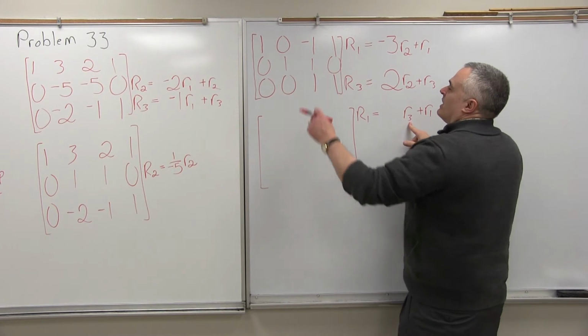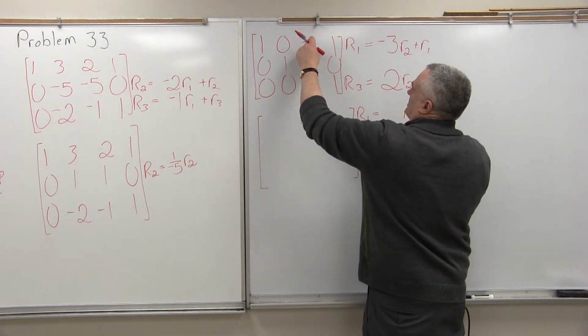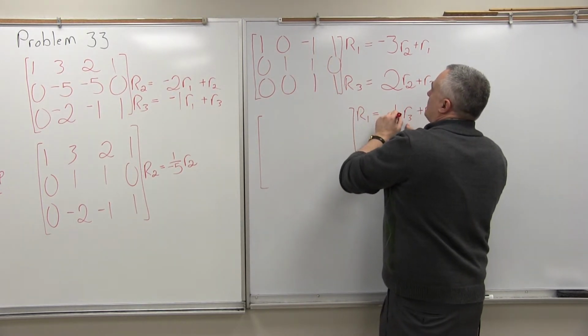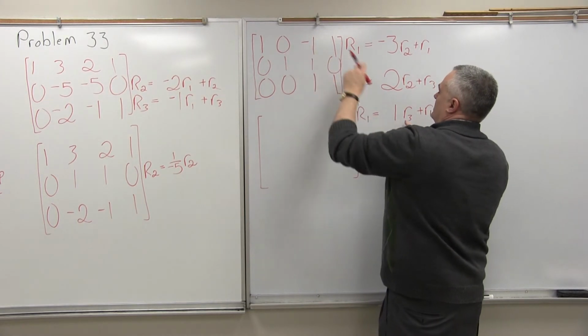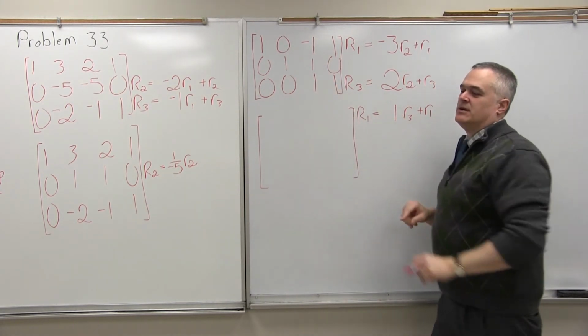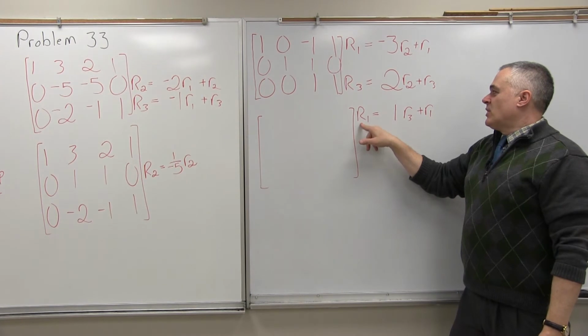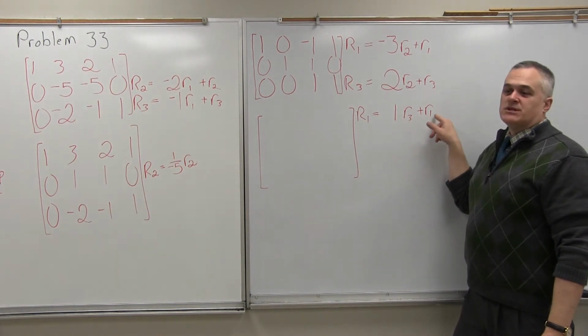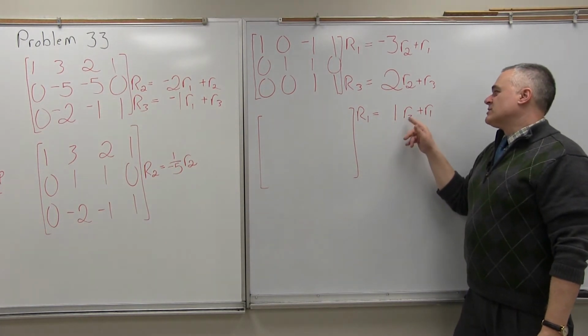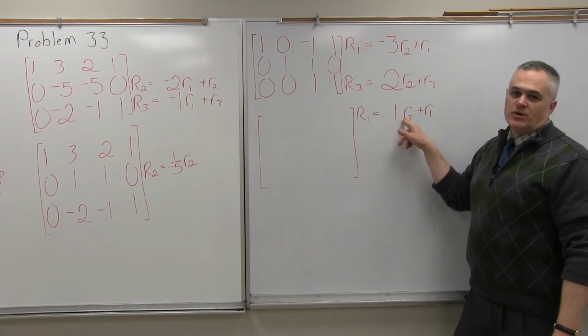And to finish it off, that row 3 that I'm using gets multiplied times the number I'm zeroing, but opposite sign. So I'm zeroing a negative 1, so in my equation I use a positive 1. So my equation is the new row 1 equals 1 times row 3 plus the old row 1. Well, 1 times row 3. Essentially, my new row is coming from row 3 plus row 1.